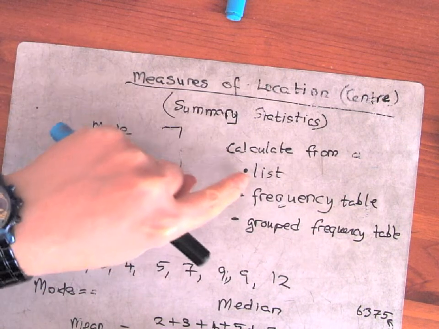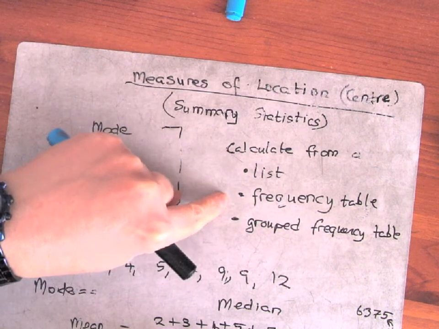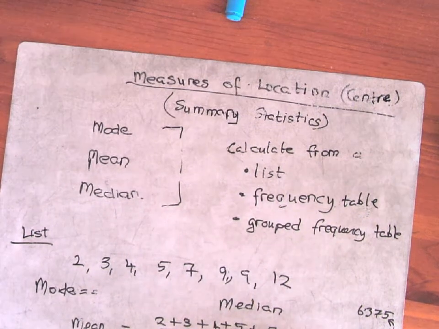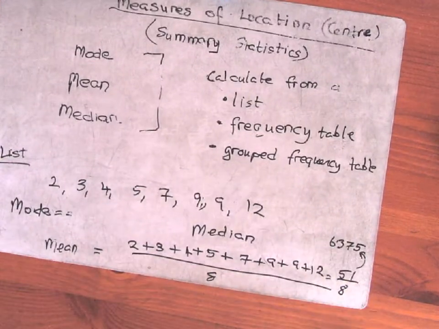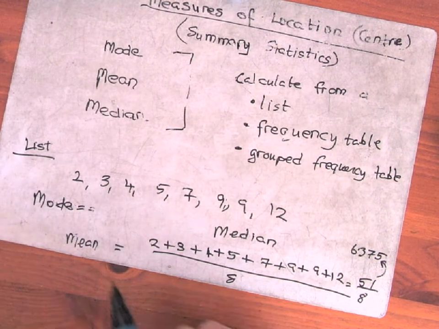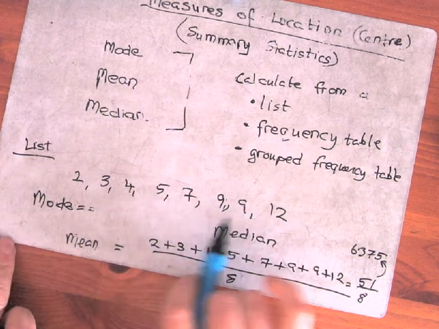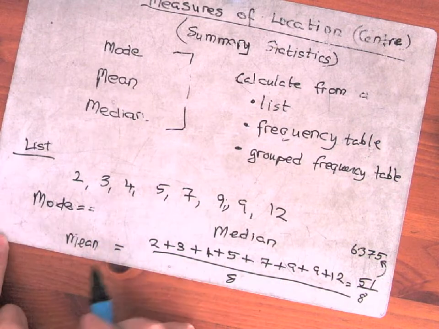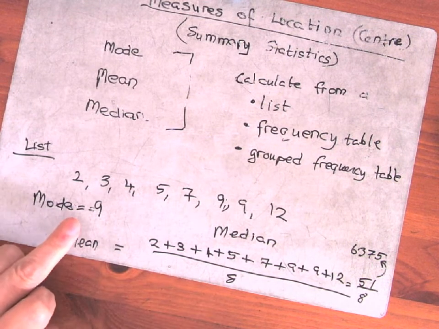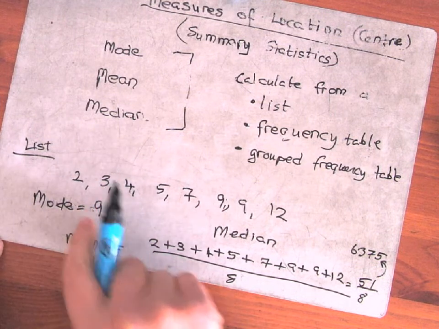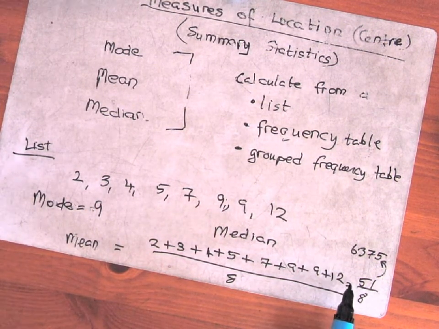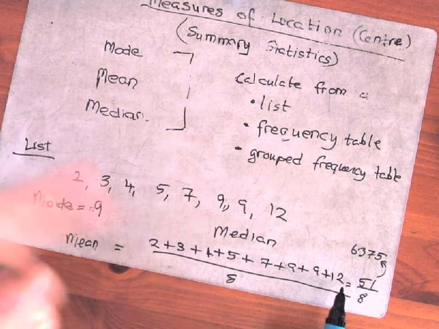You need to be able to get them from a list, from a frequency table, or from a grouped frequency table. So I'm going to do an example of each one. The mode is the number that appears most often in the list, that's 9. It's okay to have two modes, so just say 2 was there twice as well, the mode would be 2 and 9. It's okay to have no mode, so if everything was there once, there's no mode.